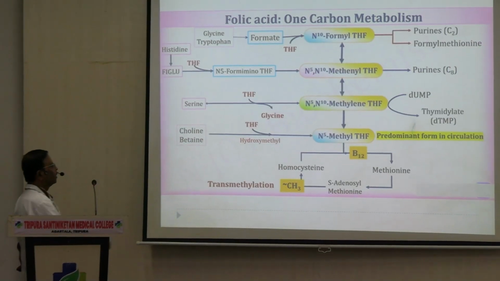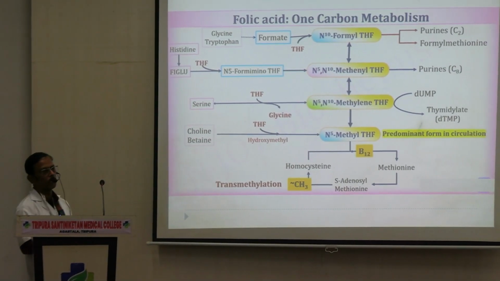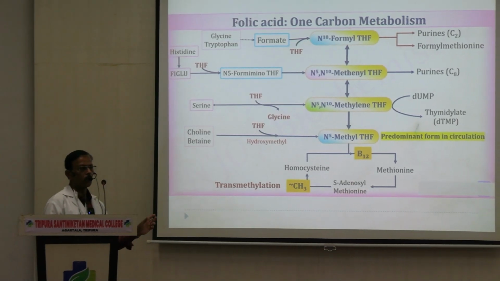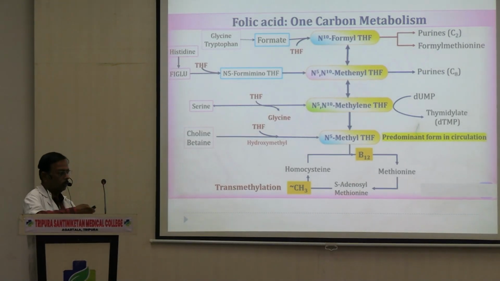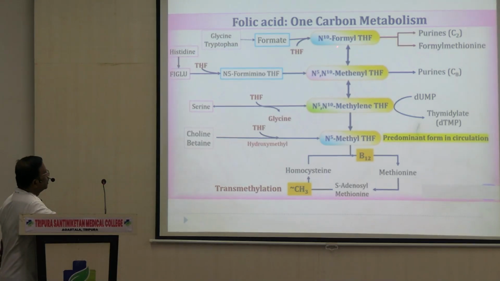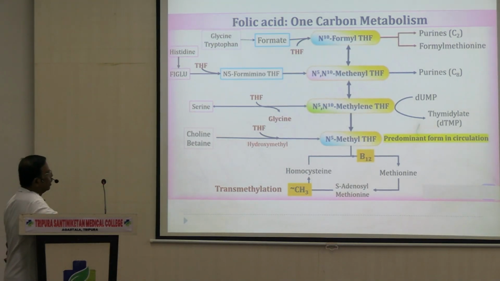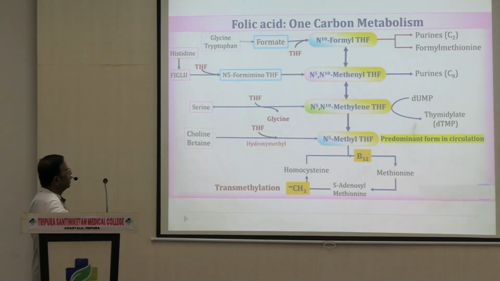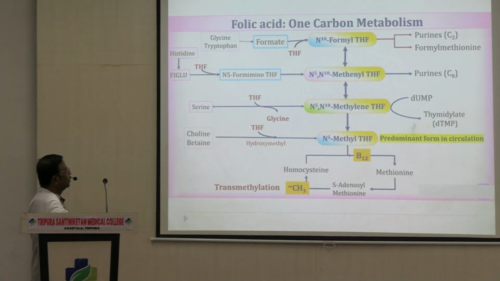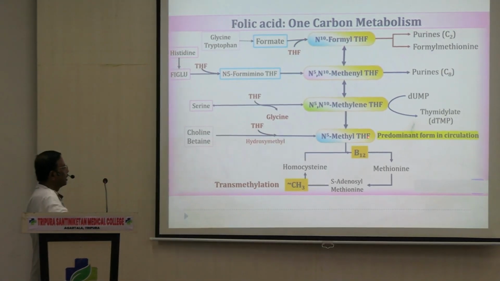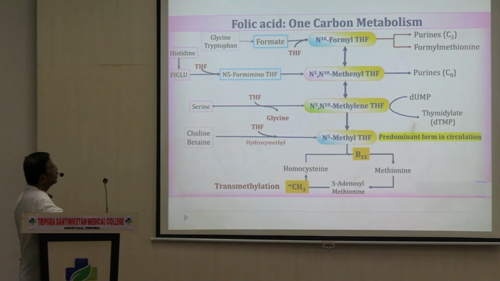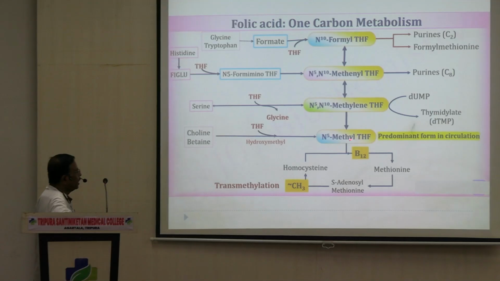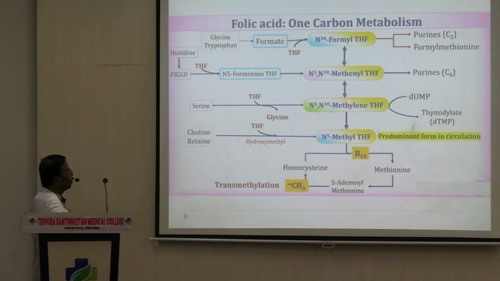Now, this folic acid is very important for 1-carbon metabolism. 1-carbon metabolism means transfer of carbon from one compound to another compound. Okay. So these are the 1-carbon compounds: N-formyl tetrahydrofolate, N5, N10 methylene tetrahydrofolate, methenyl tetrahydrofolate, methyl tetrahydrofolate. Out of these, 3 are interconvertible, but methyl tetrahydrofolate cannot be converted into the other 3.